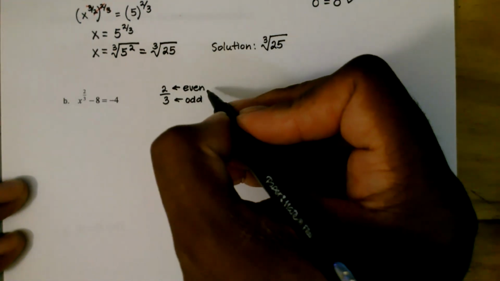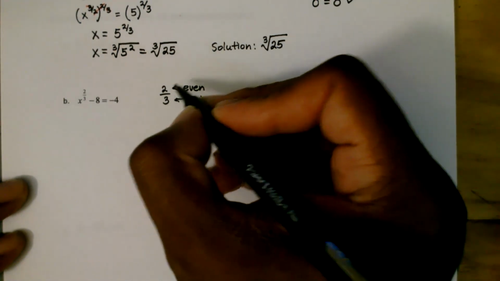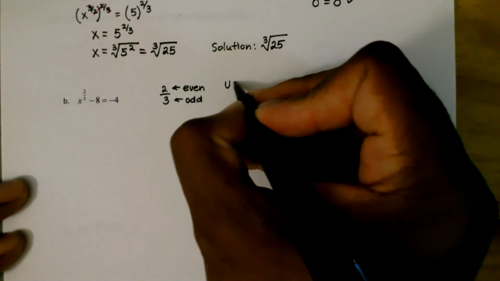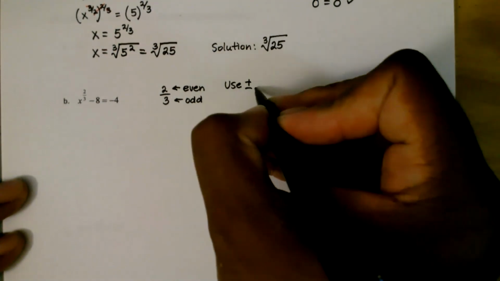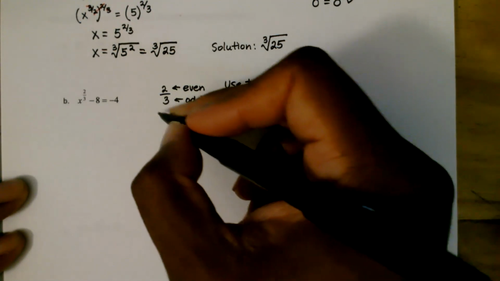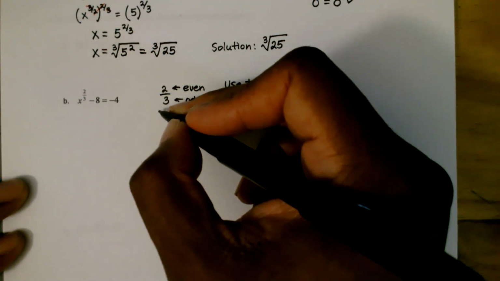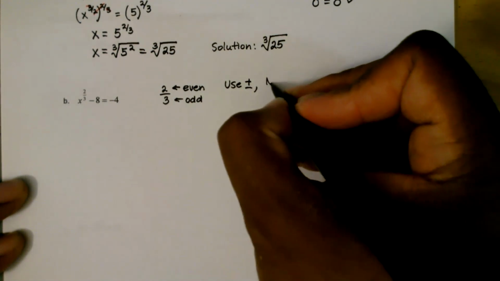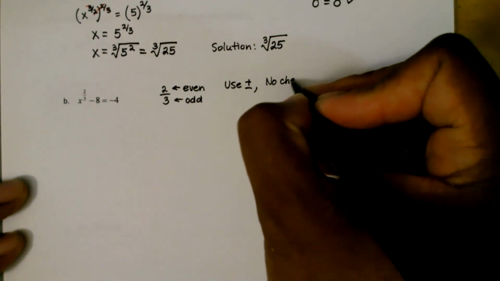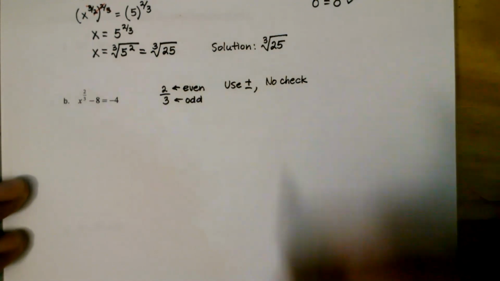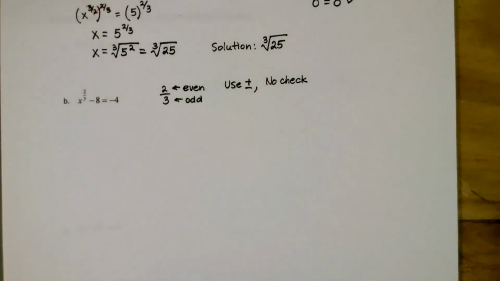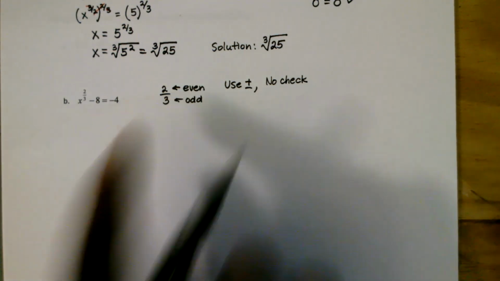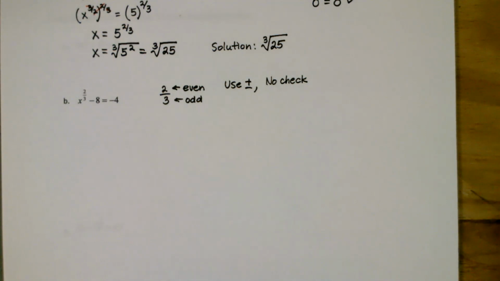Since the numerator is even, I do need to use the plus or minus symbol. The denominator is odd, because that's like the cube root. So here I do not check the proposed solution. So I just say no check of the proposed solution. But here I do need to use a plus or minus symbol since that numerator is even.